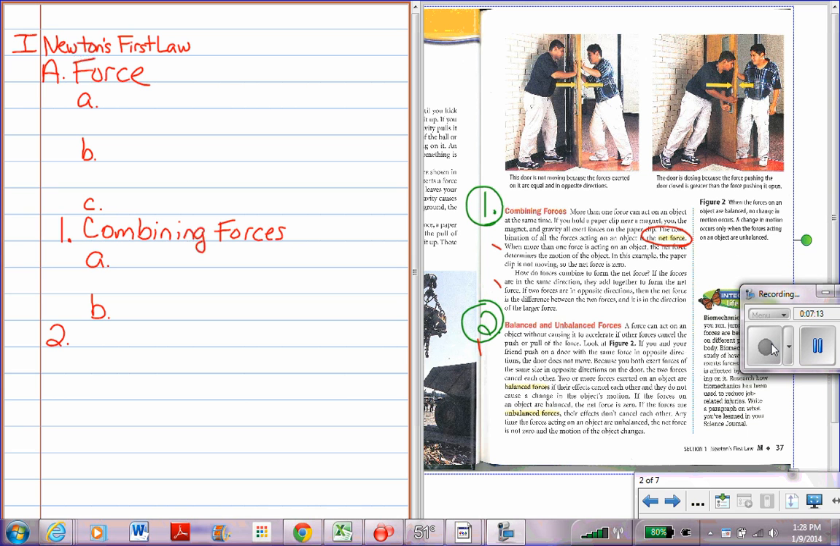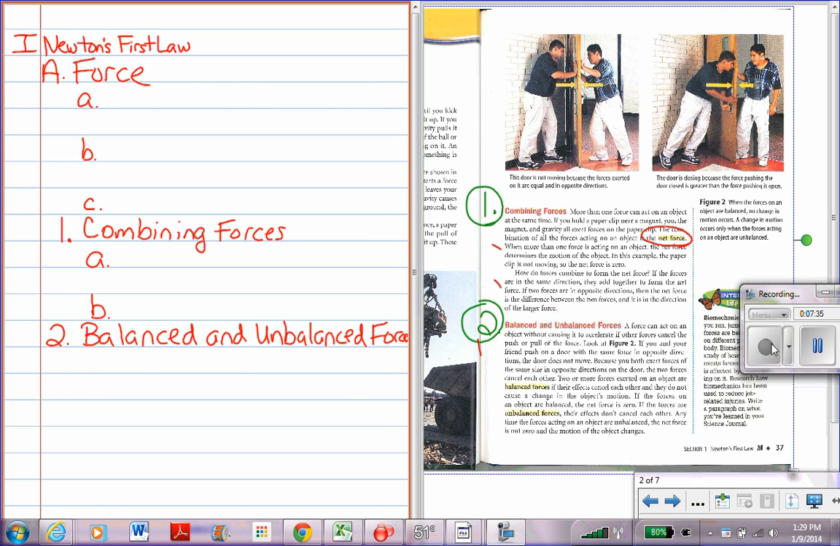So we have what we call balanced and unbalanced forces. You got this, Montgomery? I'm going to run out of room, Nick. Okay. There we go, Caleb.